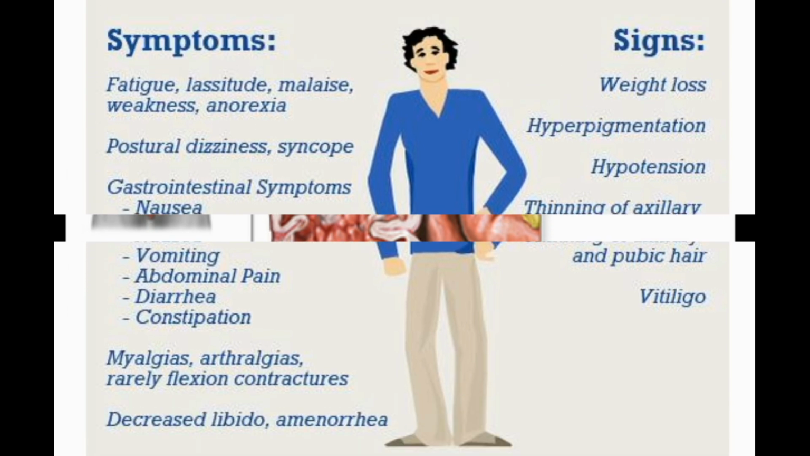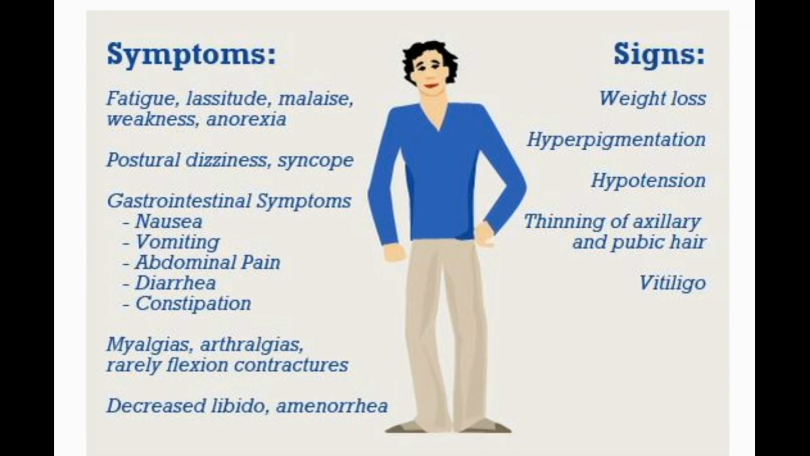9. Addison's disease, also called adrenal insufficiency. Addison's disease is an uncommon condition that affects the adrenal glands, located just above the kidneys, which produce the hormones cortisol and aldosterone as well as androgen hormones.